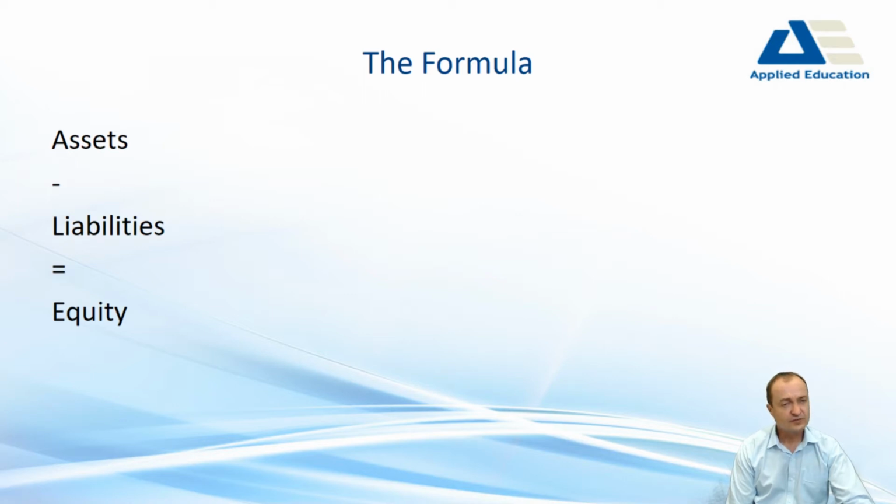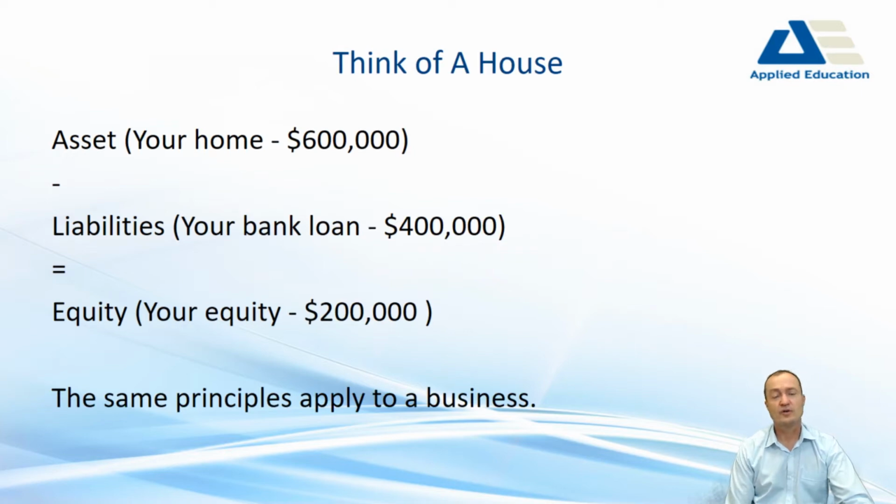But let's forget business for a while. Let's talk about owning your own home. So if you're owning your own home, the asset in this case here is your home. And let's say your home is worth $600,000, or you buy it for $600,000. The liability is what you owe the bank. The difference between the two is the equity that you have in your property. And at any point in time, that equation is always going to balance.